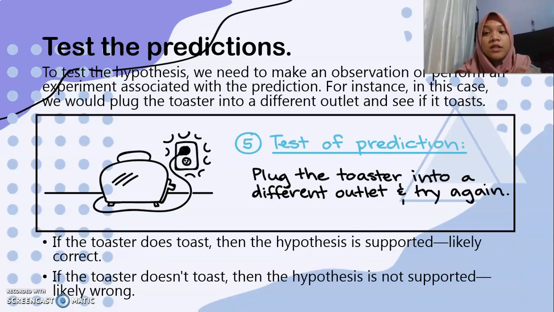The next one is we test our prediction. To test the hypothesis, we need to make an observation or perform an experiment associated with the prediction. For instance, in this case, we would plug the toaster into a different outlet and see if the toaster toasts. The test of the prediction: plug the toaster into a different outlet and try again. If the toast toasts, then the hypothesis is likely correct. But if it doesn't toast, then the hypothesis is not supported, likely wrong.